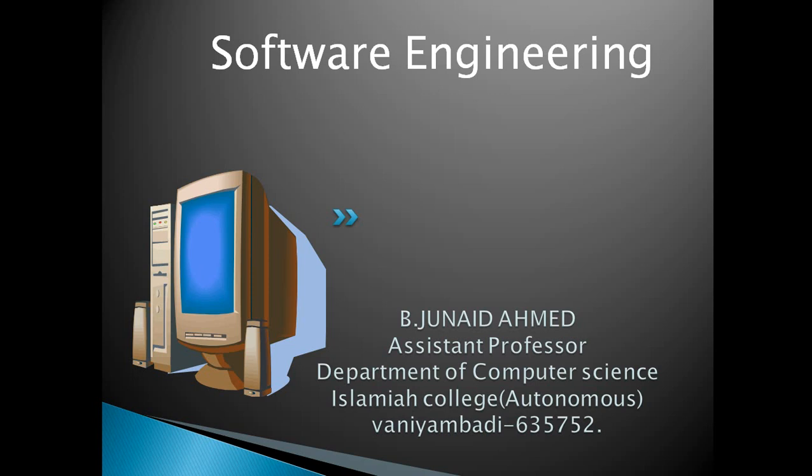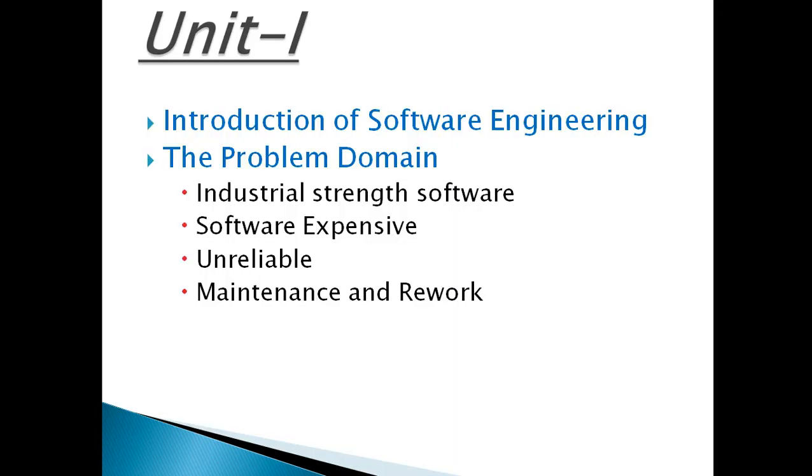What is software? Software is a collection of programs. What is engineering? It is used to develop software. It is used to create a product. Software engineering guides us to create an error-free product. Software engineering is a process to develop error-free software.